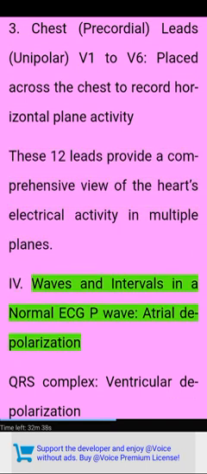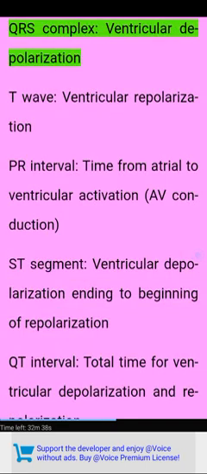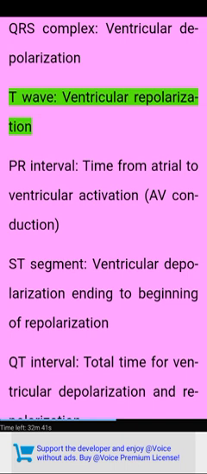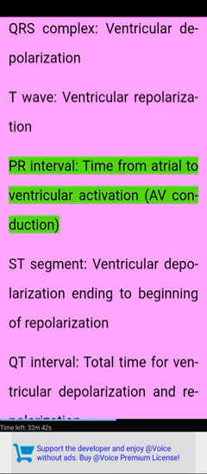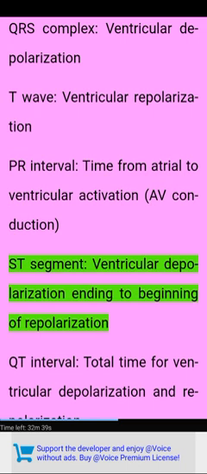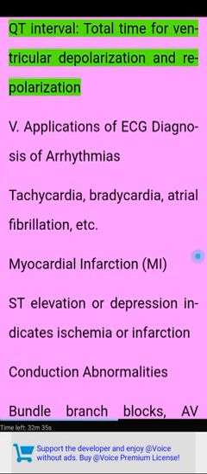4. Waves and intervals in a normal ECG. P wave, atrial depolarization. QRS complex, ventricular depolarization. T wave, ventricular repolarization. PR interval, time from atrial to ventricular activation, AV conduction. ST segment, ventricular depolarization ending to beginning of repolarization. QT interval, total time for ventricular depolarization and repolarization.